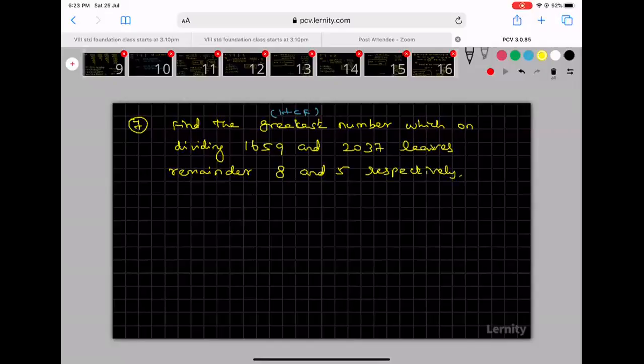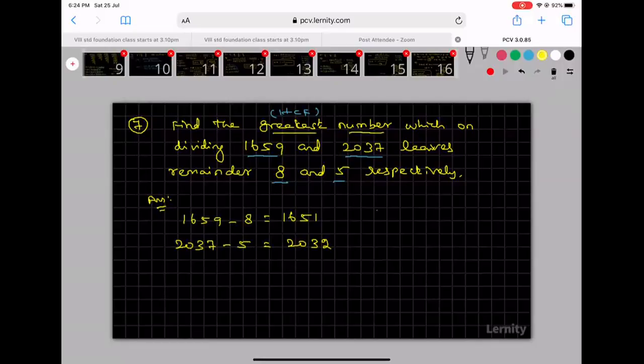For this sum, they give different remainders. You take 1659, and the remainder is 8. I will subtract this, and I will get 1651. You take 2037 and subtract 5, and I will get 2032. Now I want to find the HCF. Greatest number means we want to find the HCF.